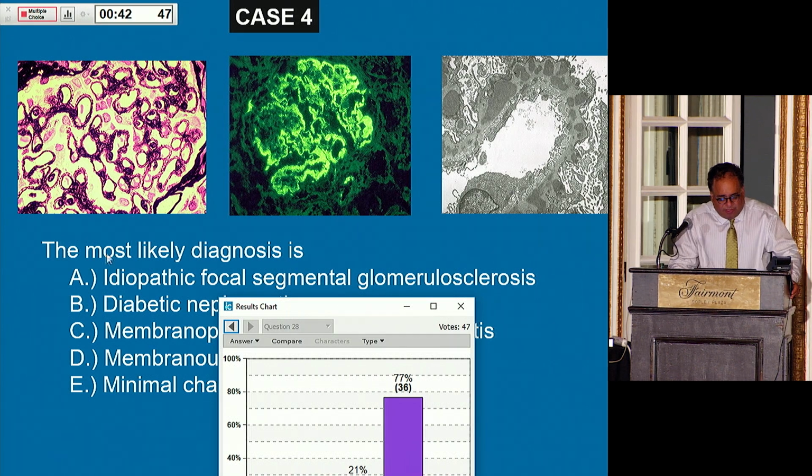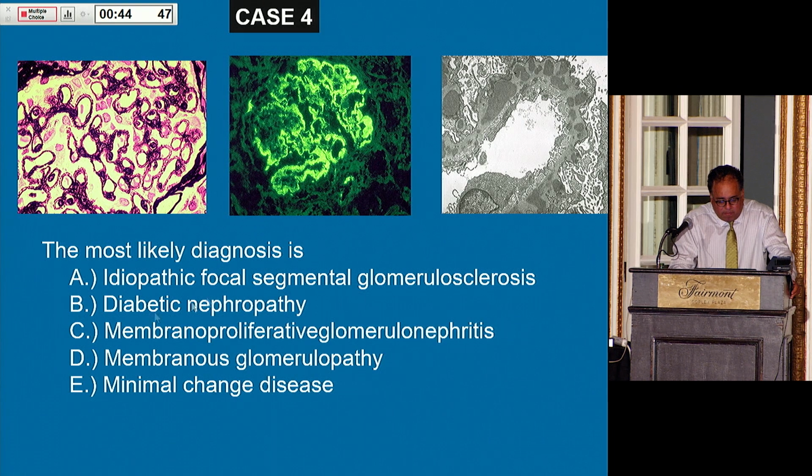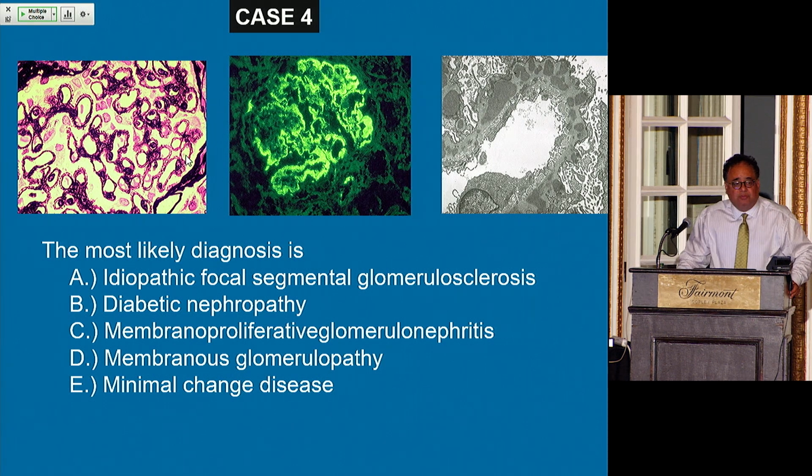And so the critical thing in distinguishing membranoproliferative from membranous is going to be whether you see proliferation or not. And the answer is no. You see a relatively normal number of cells on light microscopy. You do see thickening of the basement membrane here, but you don't see the proliferation. So this is membranous glomerulopathy.